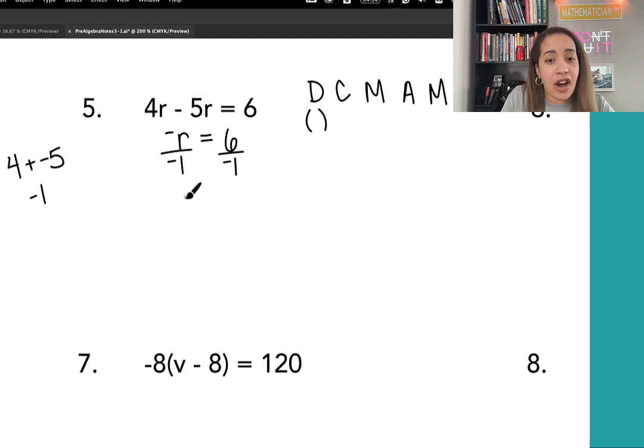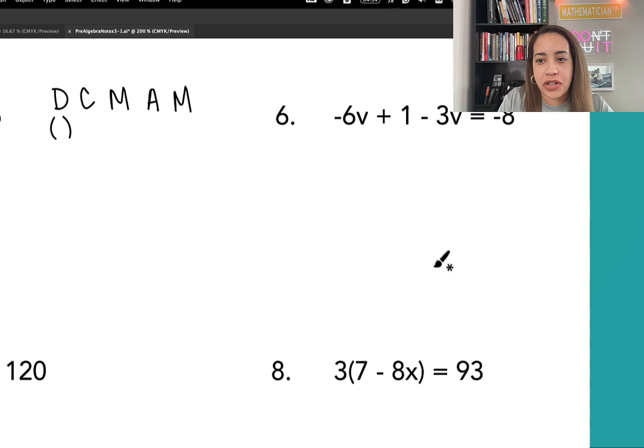So now I have r all by itself on the left side, and on the right side, 6 divided by 1 gives us 6. But since they have different signs, we do get a negative 6. So the final answer is r equals negative 6.